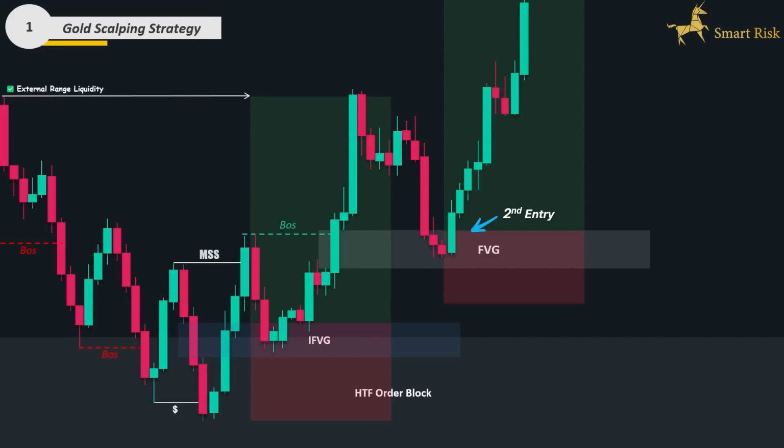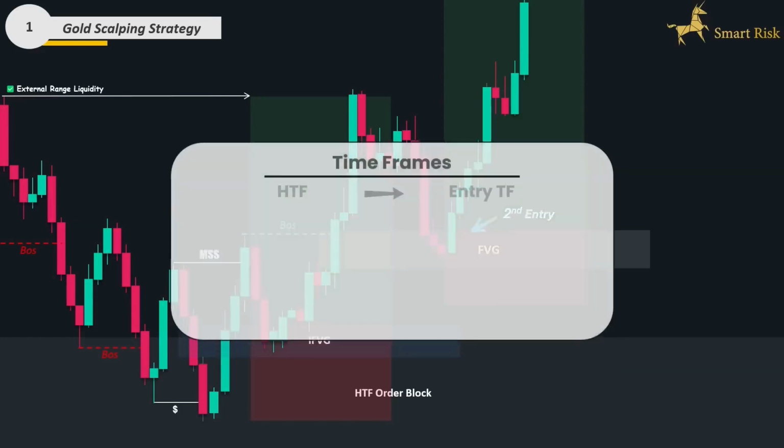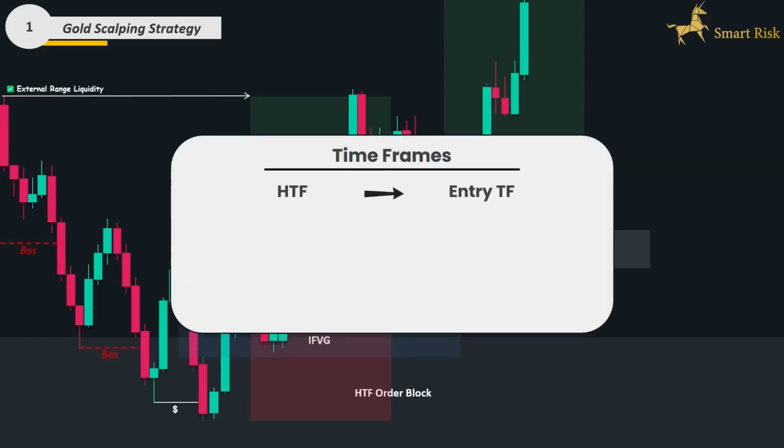As mentioned earlier, to get the best results with this trading plan, especially when trading gold, you'll need to work across two different time frames. The most effective higher time frames for identifying this setup are the 30-minute and 15-minute charts. Once a potential setup is identified on the higher time frame, you can then move to lower time frames, such as the 5-minute or even the 1-minute chart, to execute your entries. So let's continue with the second scalping strategy.